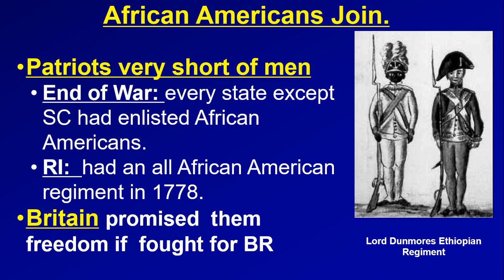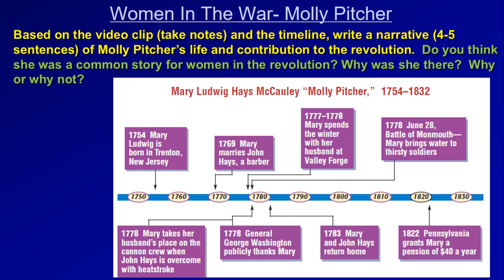Patriots were very short of men. By the end of the war, almost every single state except for South Carolina will actually use African Americans in the war effort to try and support it. Rhode Island had an all-African American regiment in 1778. And Britain will also get into the mode of using African Americans and promising freedom to slaves if they fought for Britain at the end of the war. And this is a picture of Lord Dunmore's Ethiopian regiment that was utilized by the British at that time. And so there's a division here amongst African Americans as well, and they are utilized in a major part of the war. For a project coming up here, we may look at some of the women in the war.